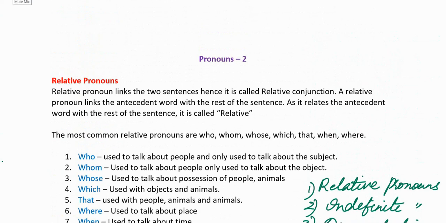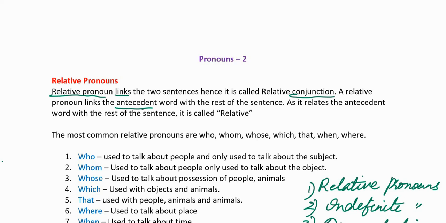Alright, without wasting time, look at the first category of a pronoun, which is relative pronoun. As you can see here, a relative pronoun links 2 sentences, hence it is called relative conjunction. Now, if we go back to our first video, Introduction to Parts of Speech, we have looked at what conjunction is. Conjunctions are the words which join the 2 sentences. The relative pronoun also acts like a conjunction, and it helps in linking or joining 2 sentences. Hence, relative pronoun is also called relative conjunction.